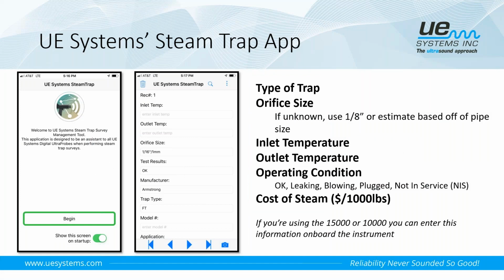Now, for the steam report, you've got a couple of ways that you can generate this. Here is, again, the Steam Trap app. This app is available in both Google Play and the App Store. So if you go out into Google Play or the App Store and you search UE Systems, the Steam Trap app is one of the apps that you'll see. You'll also see that there's a leak survey app. So that's going to be for compressed air and gas leak detection reporting.